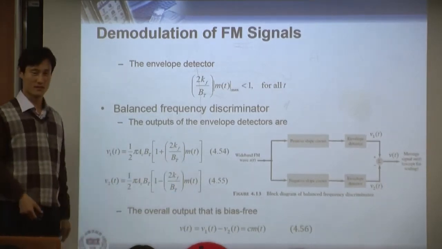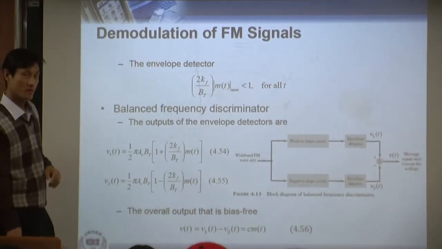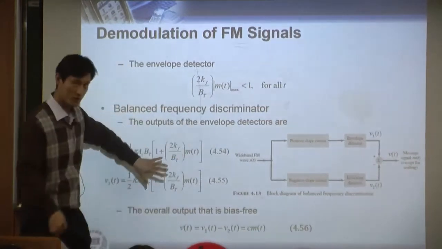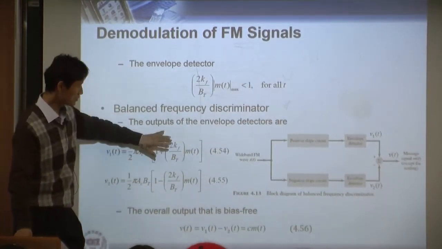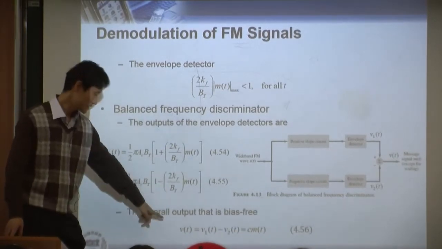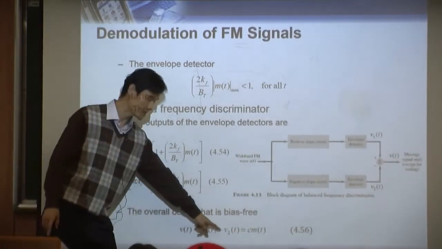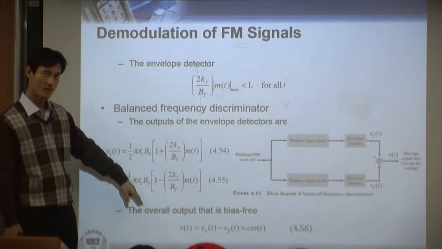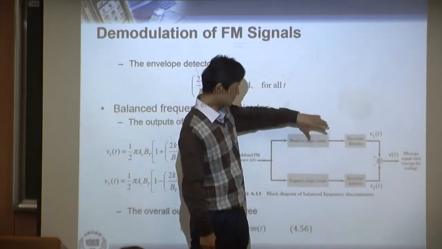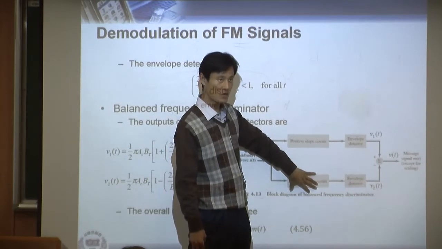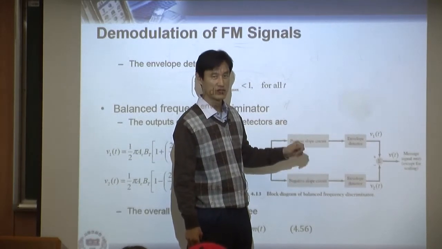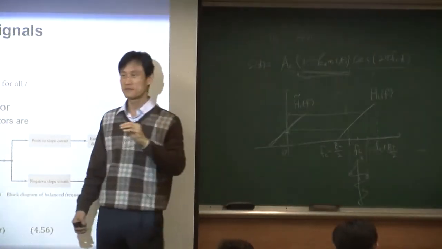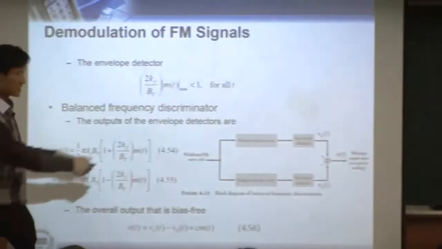And why do you do that? The reason you want to do that is after you get these two outputs, you want to do this one minus this. See that this is v1, this is v2, v1 minus v2. Once you do that, then what happened? Your DC term will be gone. So the reason that you put a positive circuit and a negative circuit is that this is an easier way to do DC removal. Eventually you need to remove the DC, right? Okay, so this is one way to do it.